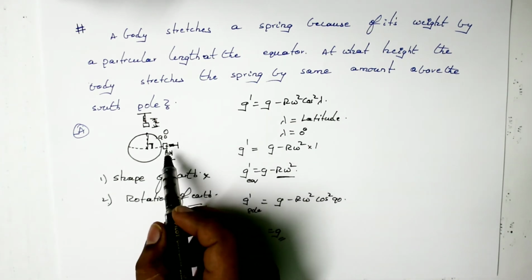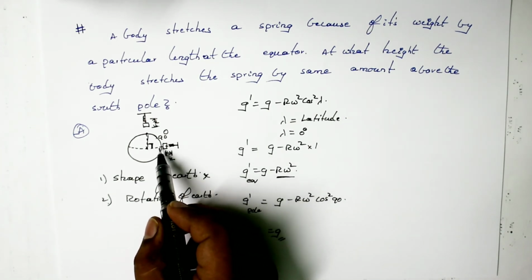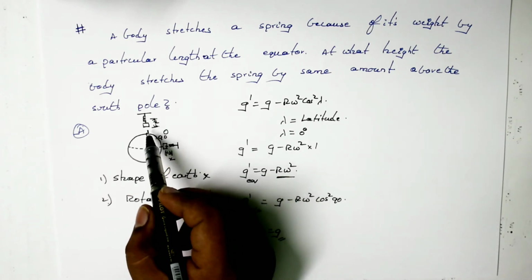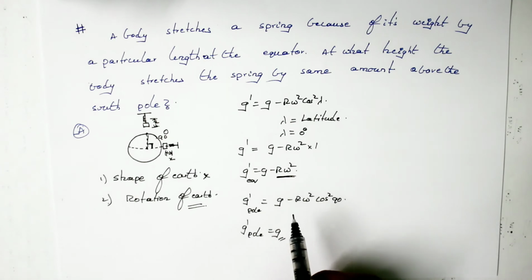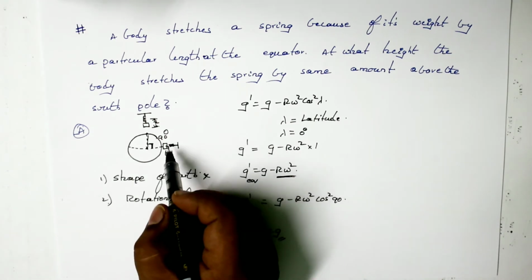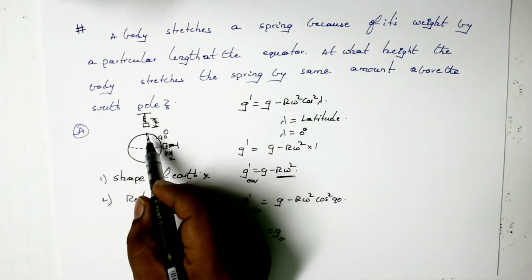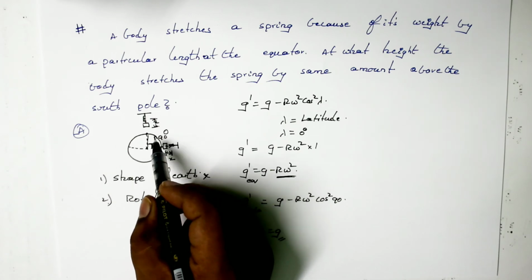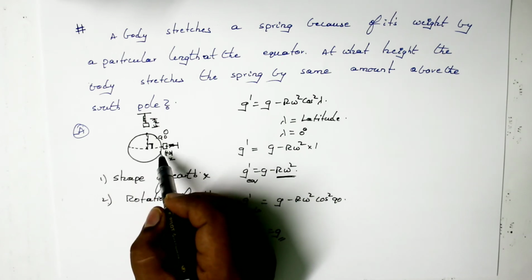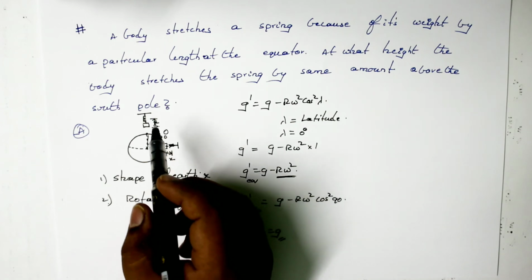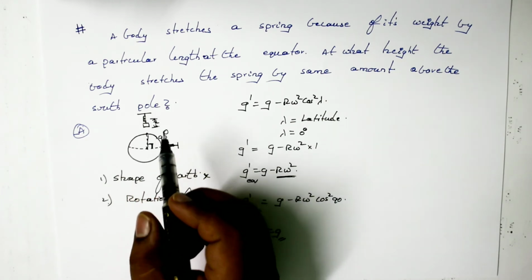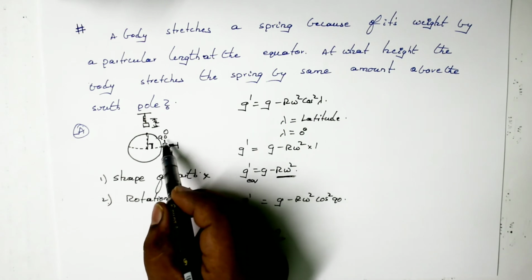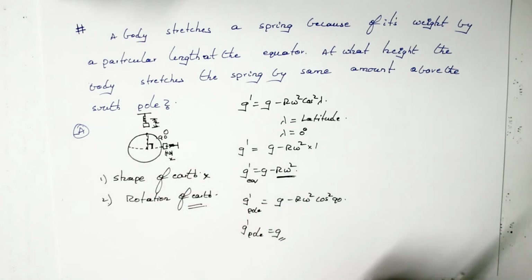So therefore, definitely the weight of the body will be lesser at the equator and greater at the poles because of this factor r omega square. So if I place this spring and body system at the equator and at the poles at the same height, then the elongation produced at the south pole will be greater, because here the g value is greater when compared to the equator. So how can I produce the same elongation in both of them?